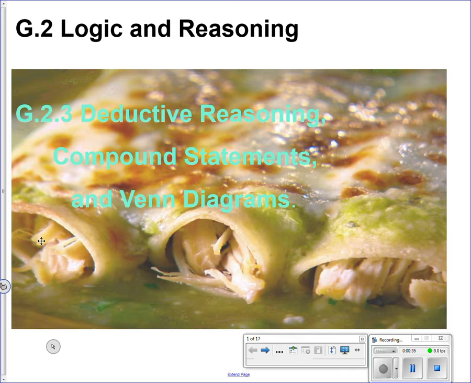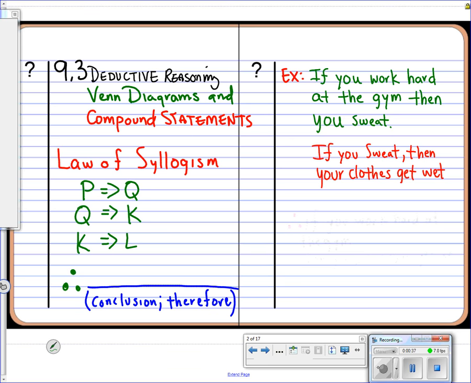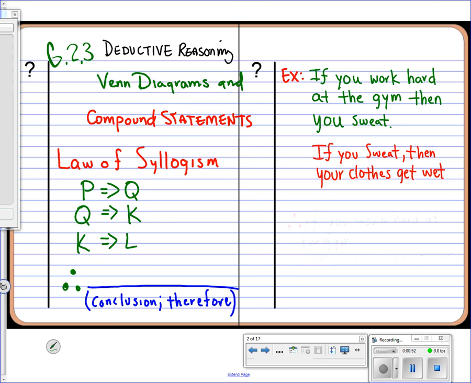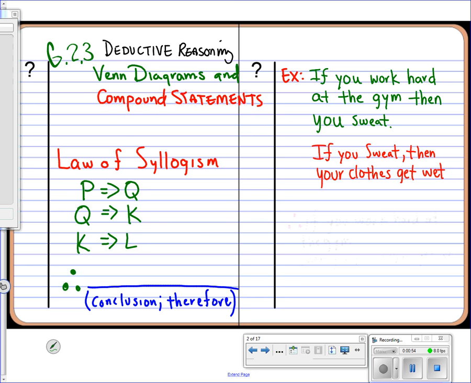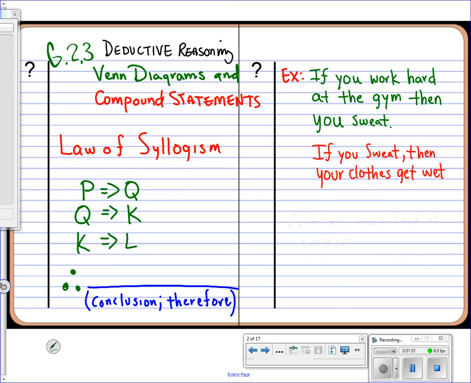Okay, let's get started. All right, let's change this from 9.3 to G.2.3. All right, very good. So this section is about deductive reasoning, Venn diagrams, and compound statements. So let's start with this idea of deductive reasoning.